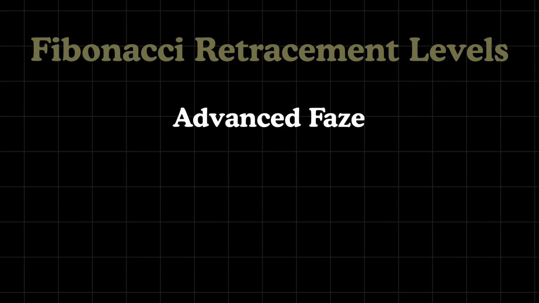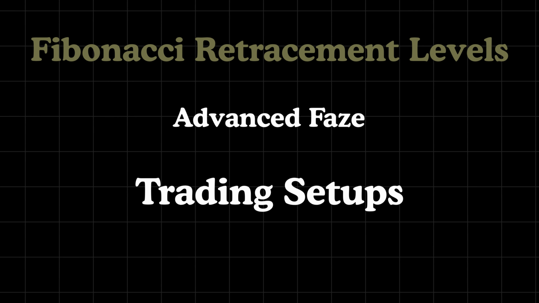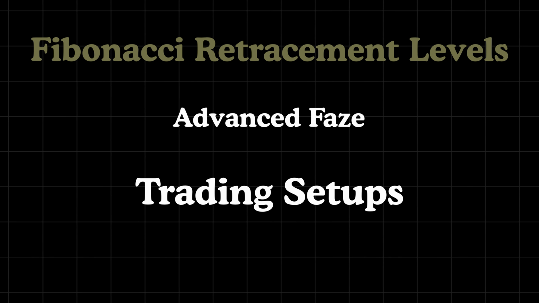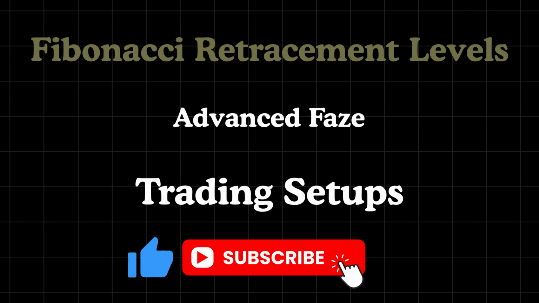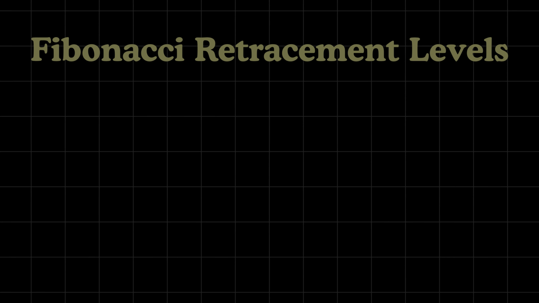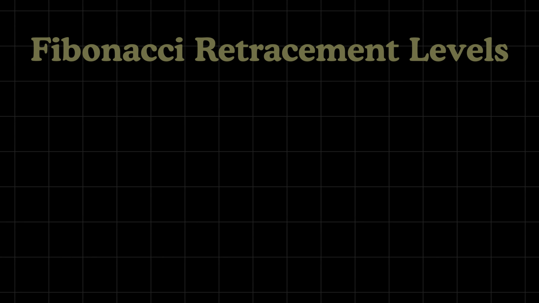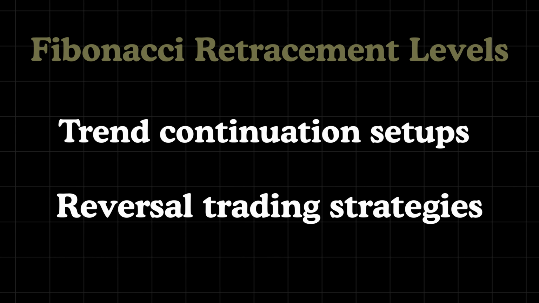Now let's shift into the advanced section, where we'll demonstrate how to use Fibonacci levels to create entry signals. But before diving in, as always, hit that like button to support the content and drop your thoughts in the comments. Typically, we pair Fibonacci retracements with price action using two main methods. The first is trend continuation setups, and the second is reversal-based strategies.